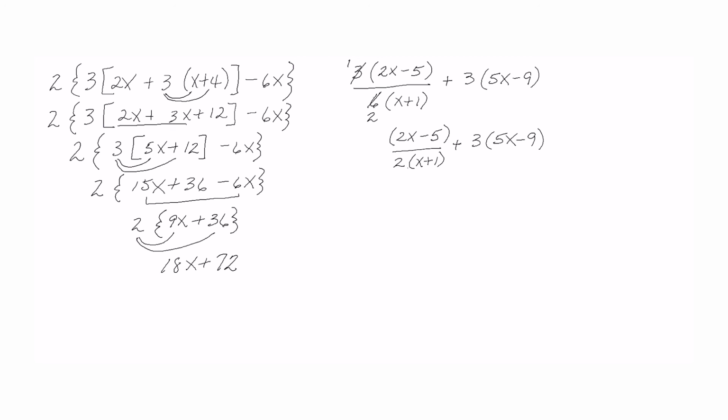Okay, so on the bottom here we can go ahead and distribute. So that's going to give us 2x minus 5 over 2x plus 2. Then here we can distribute. So that's going to give us 15x minus 27. So we're pretty much done here. You know, we could get a common denominator and so on and so forth, but that might be just a little bit beyond where we are right at the moment.